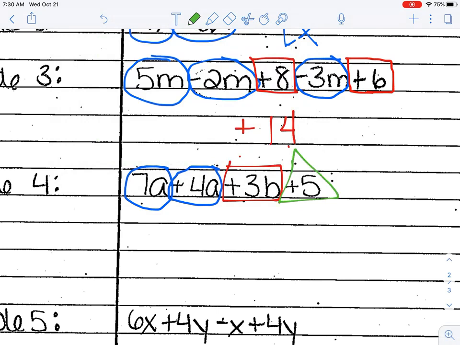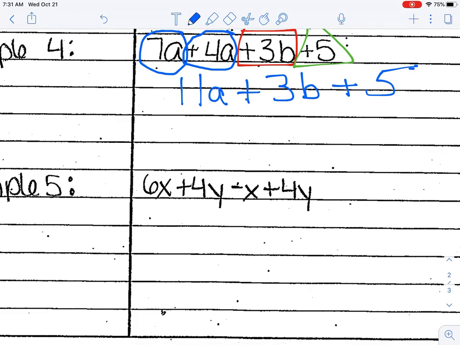So the only two like terms that I have to combine here are 7a plus 4a, which is 11a. And then I just bring down all the other ones because they have no like terms. So the answer to this one is 11a plus 3b plus 5, because I could not combine anything else that is like terms.